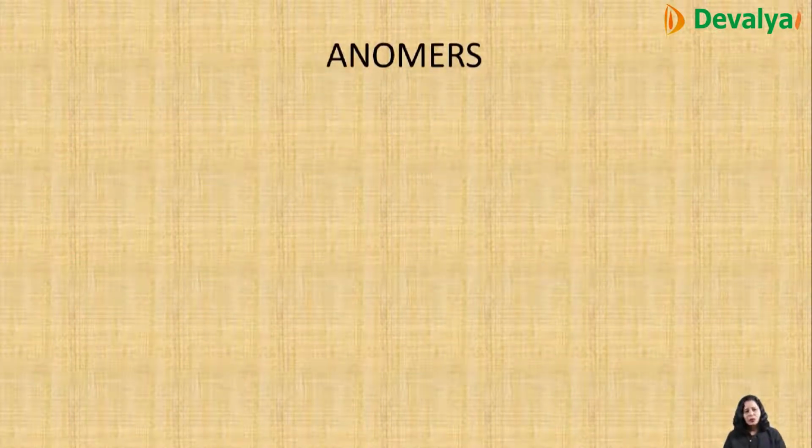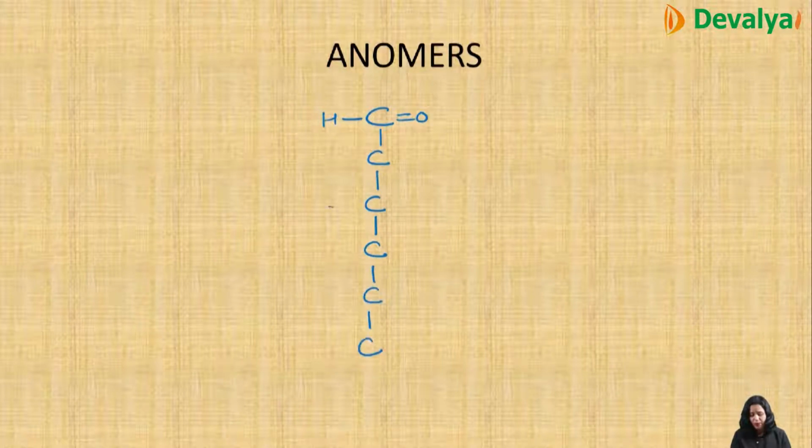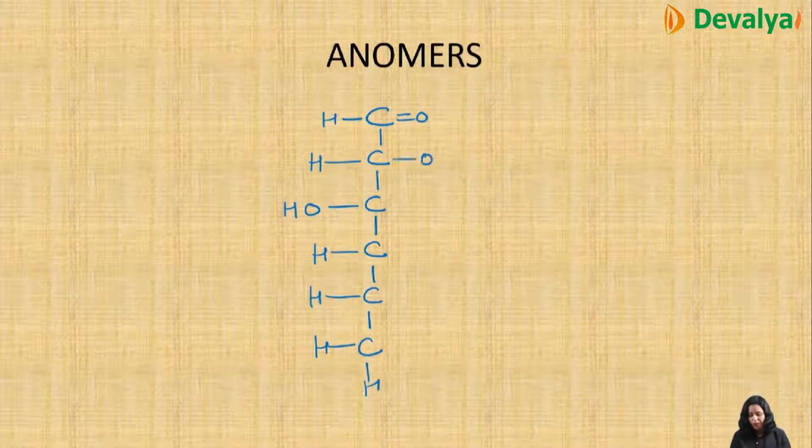Now to explain it, there was one more new terminology, anomers. Now how to draw the anomers? Again we'll draw glucose, but this is the open form like this, 1, 2, 3, 4, 5 and 6. On the third carbon, OH is on this side. Now all the H on one side and OH on the other side.